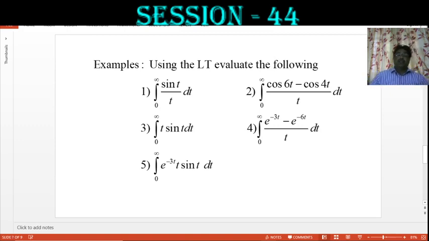In these examples also, see the first example, sin t divided by t. First, you should find the Laplace transformation of sin t by t. After that, you can make use of the definition on the left hand side, that is the integral from 0 to infinity of e raised to minus st into sin t divided by t dt. In that step, you have to put s equal to 0, and we get the required result there. Okay, try to solve these examples yourself.